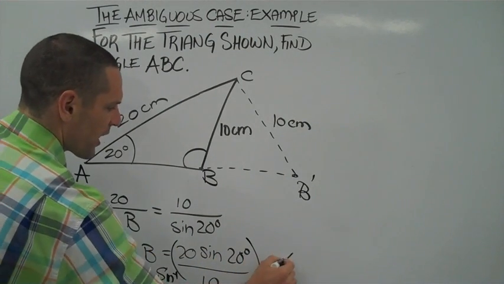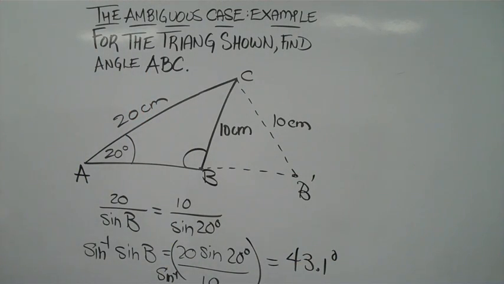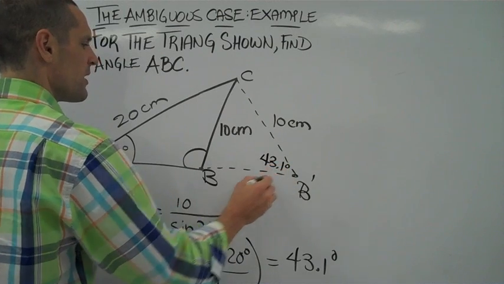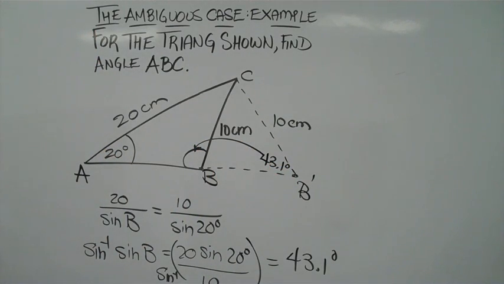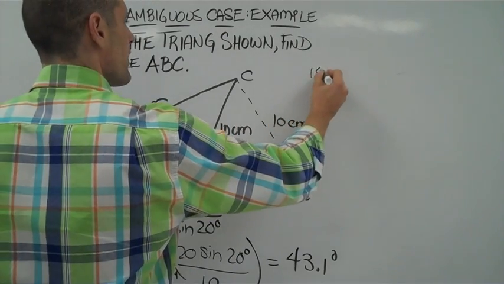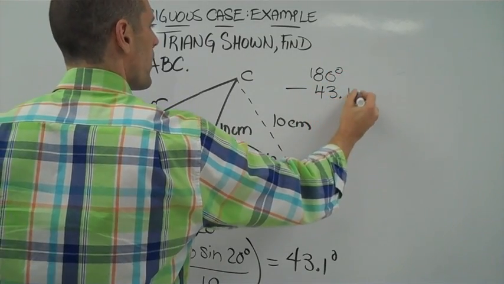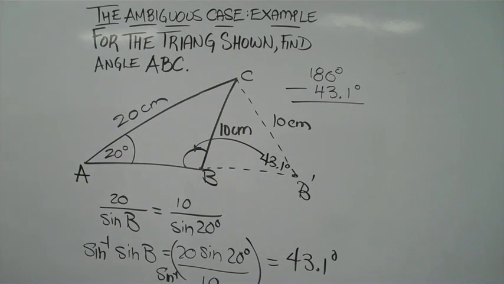When I do that, I get 43.1 degrees. Well, clearly that's acute. This is 43.1 degrees. Then this, if I'm looking for the obtuse angle, that will be the supplement of 43.1 degrees. So it will be 180 degrees minus 43.1 degrees. And that will give you your obtuse angle there.